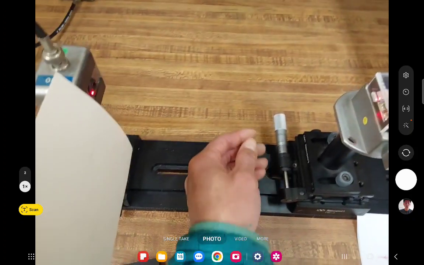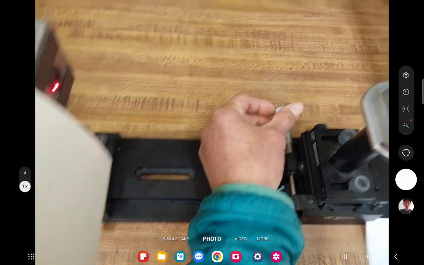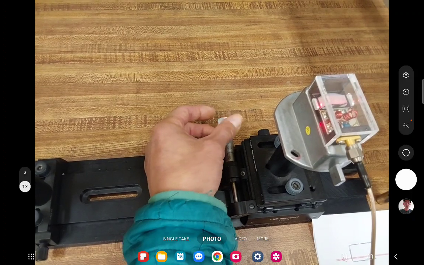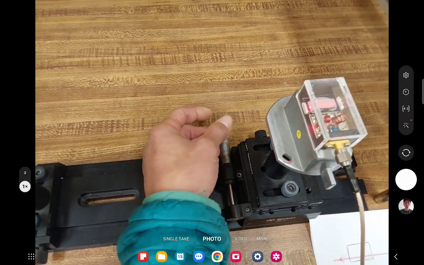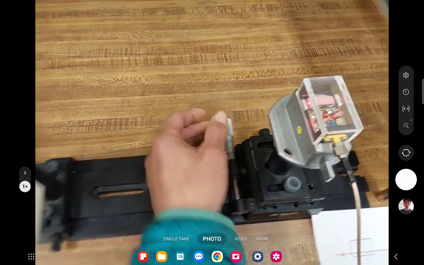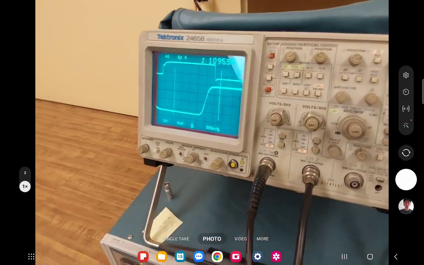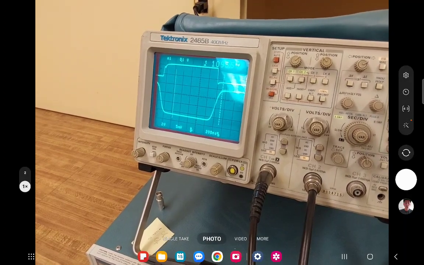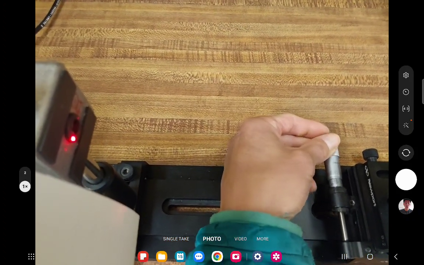So this is what it looks like to translate the crystal. I want it to move this way, so I need to tighten the screw in that direction. So this is tightening the screw. And if you look real carefully, you can see the crystal drifting while the laser beam stays in the same place. And while that's happening, you can see the trace is moving, it's drifting over towards the right.